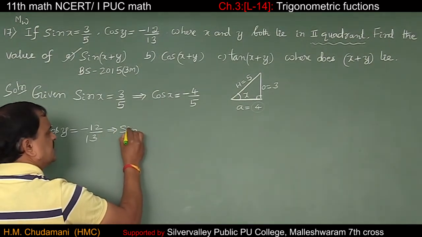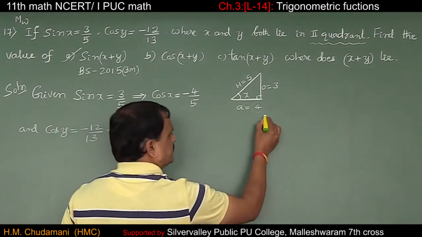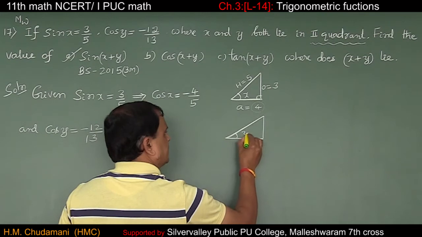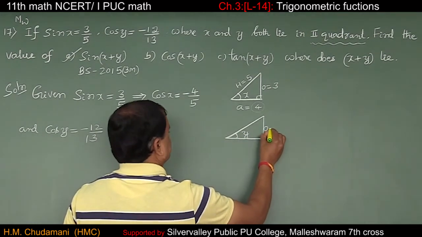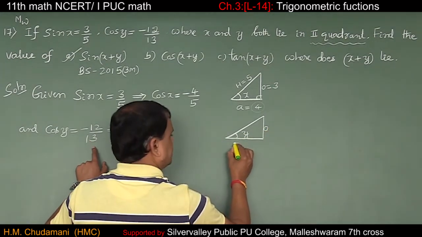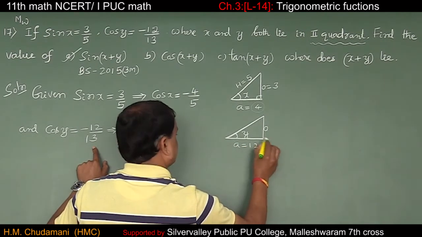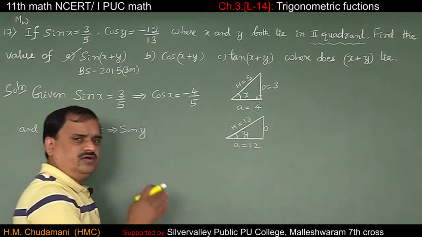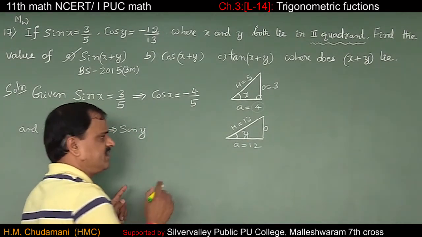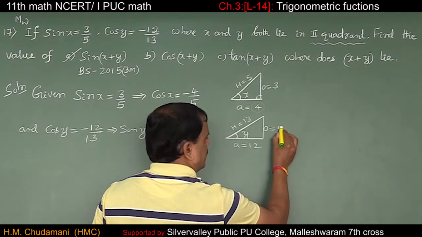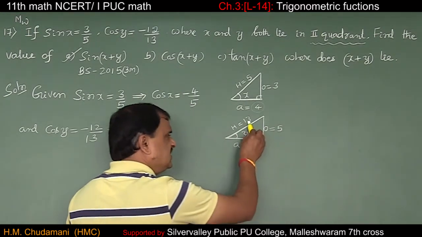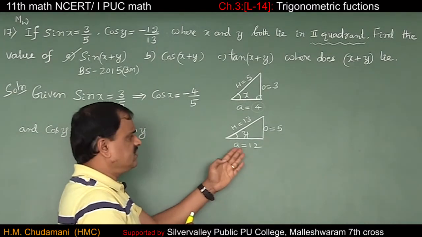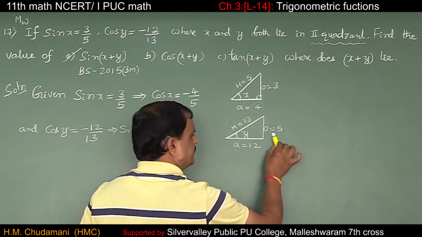Therefore, sin y is equal to, see this is the angle y, opposite side you are supposed to find, adjacent side is 12, hypotenuse is 13. So 12, 5 and 13 are the Pythagorean triplets. So opposite side should be 13 square minus 12 square. 169 minus 144 means 5.